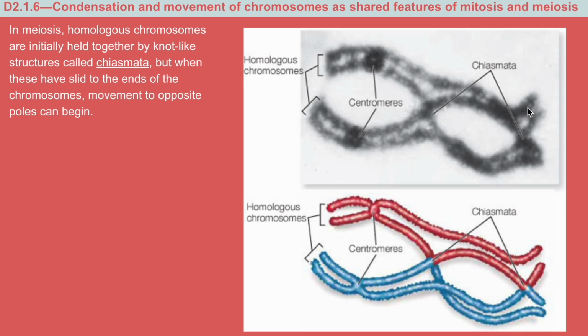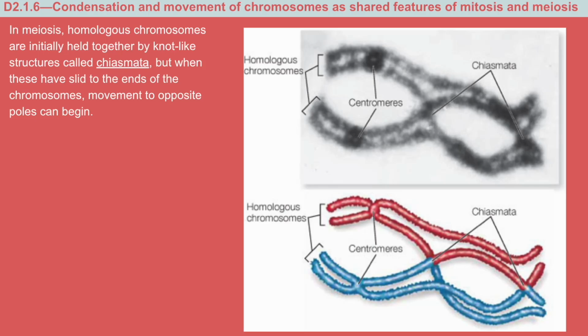Okay, but these are like the two you got from mom, and well, the one you got from mom that's been replicated and the one you got from dad that's been replicated. Those homologous chromosomes are going to be joined together at the chiasmata, which is also the point where crossing over can occur.